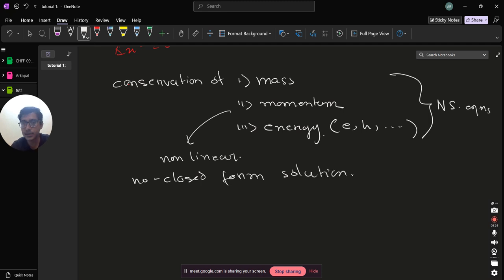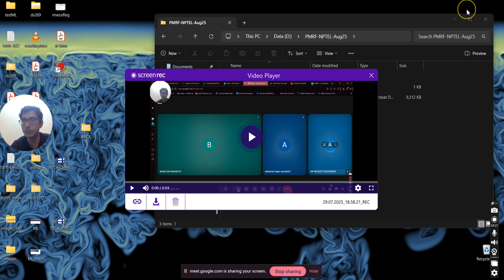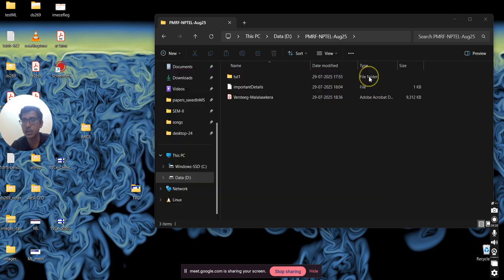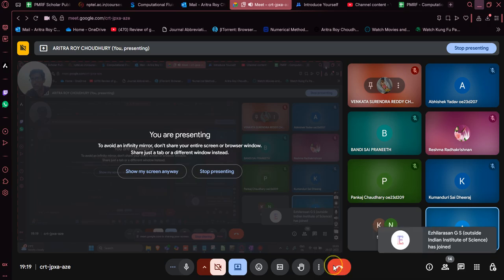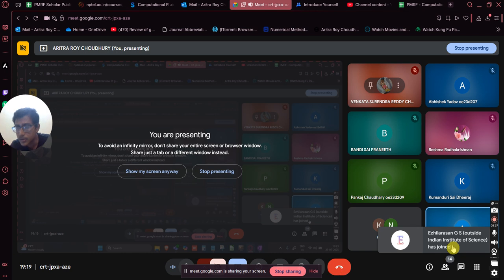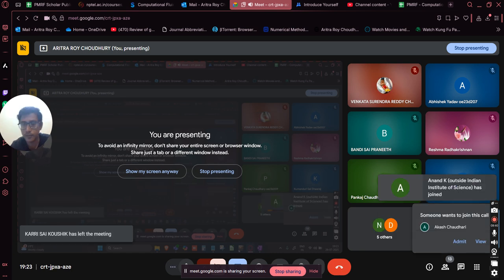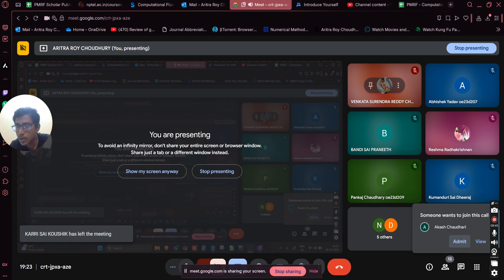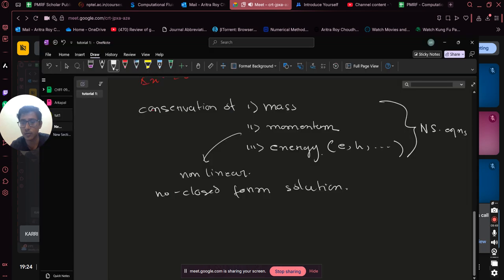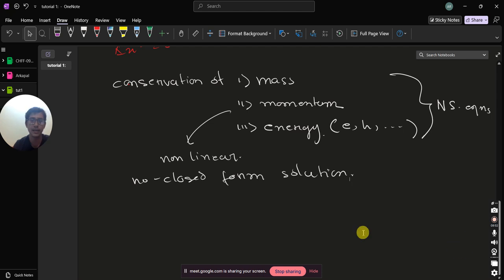So as a result, we do not get any solution of these fluid flow problems based on pen and paper calculations.